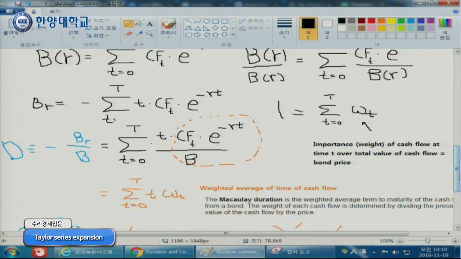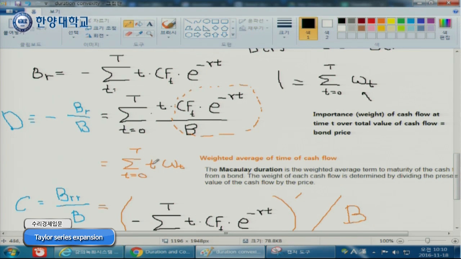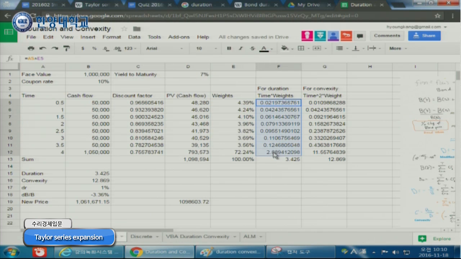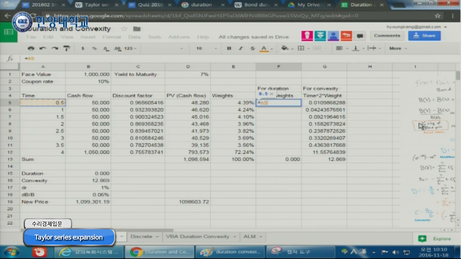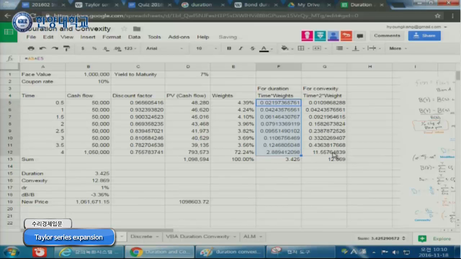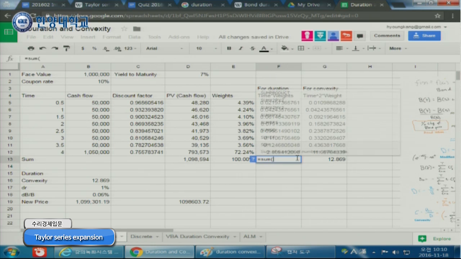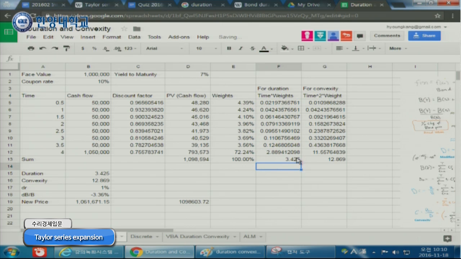Now, next, for the Macaulay duration, I calculate time and then weight. So what I do is time and weight. So I multiply. This is the time of the cash flow, and then weight. So I just calculate the time of the cash flow times weight, and I sum. So the Macaulay duration is the sum.